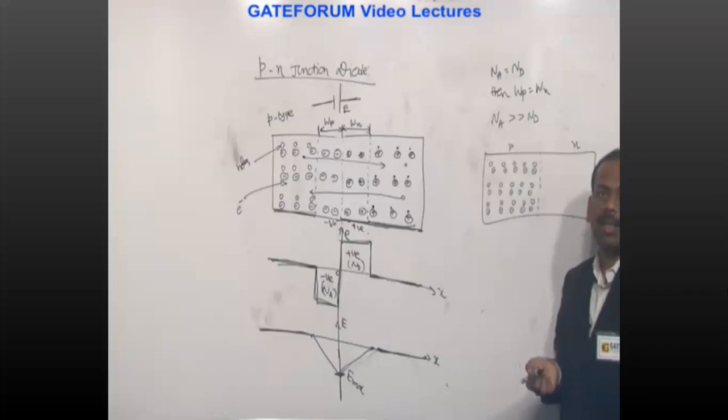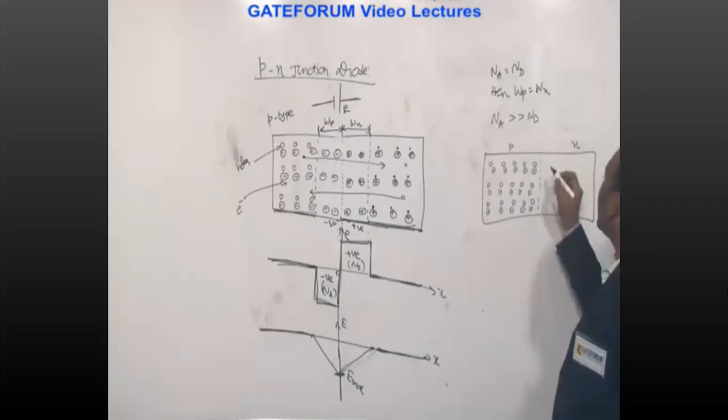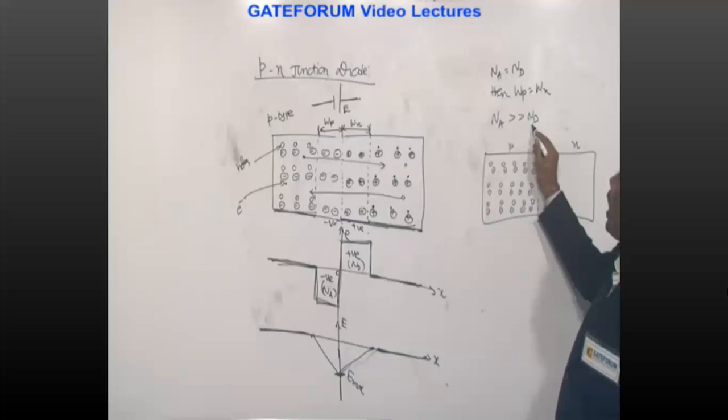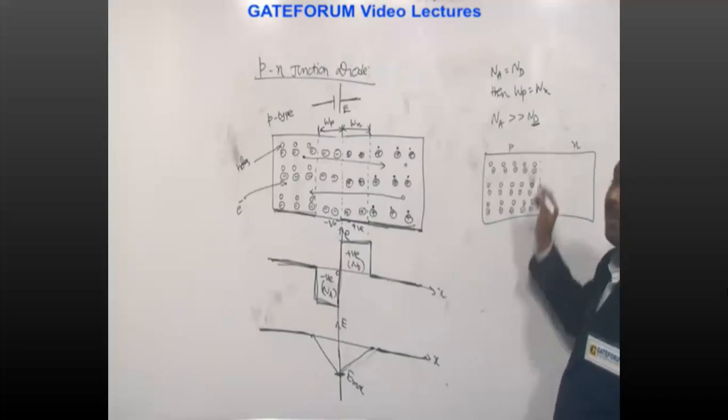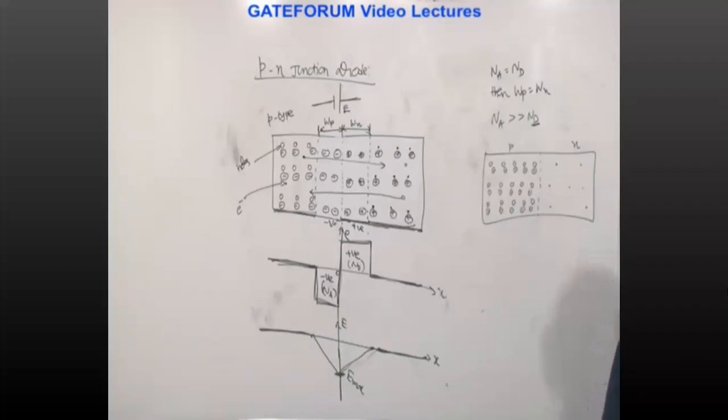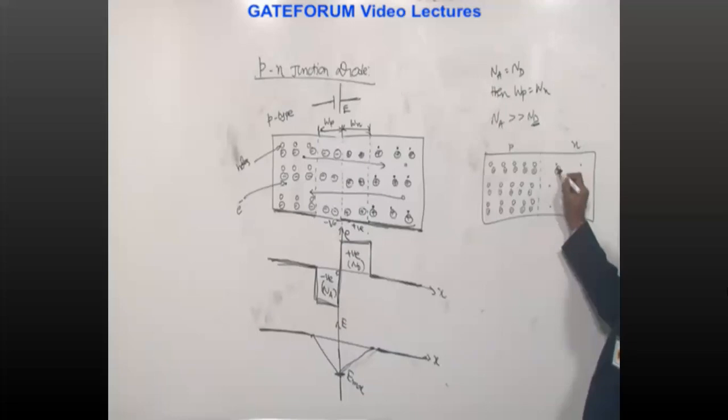Neglecting minority carriers. Now, in the N-type semiconductor, electrons will be majority carriers, but I have taken the donor impurities to be less. Less means here we are indicating very few. This is the representation. Here more doping, here less doping. Therefore here positive ion, here positive ion, here positive ion, here positive ion.